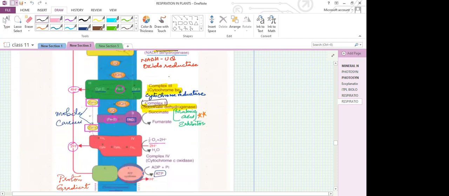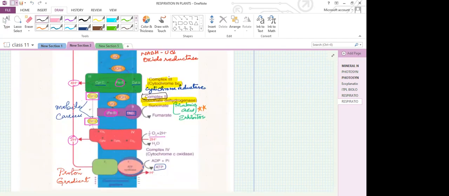Which is the complex 4? Come on, complex 4, which one? Complex 4 is given here. You should know all the complexes by heart, then only you can simply write the electron transport system. This is your 5-mark question, and a lot of questions can come from this. Which is complex 4? Cytochrome C oxidase.